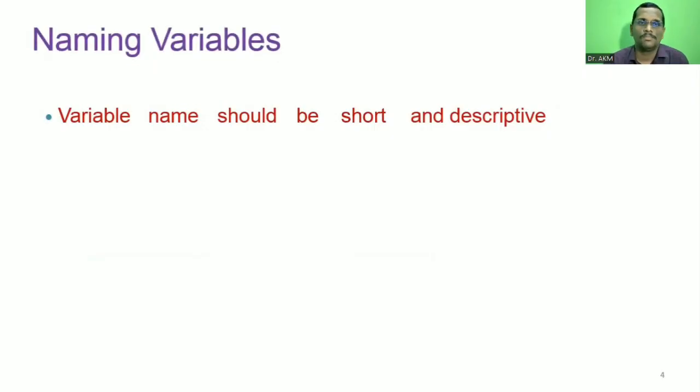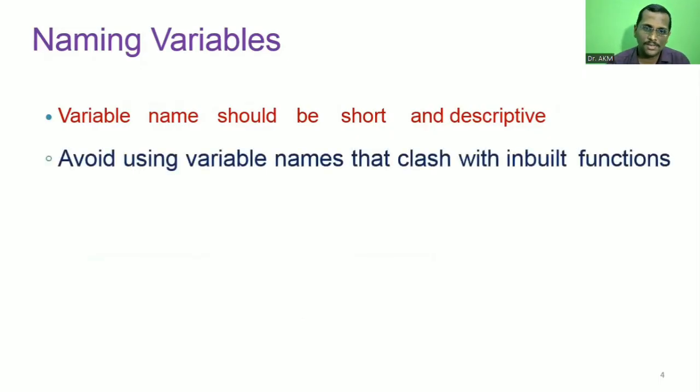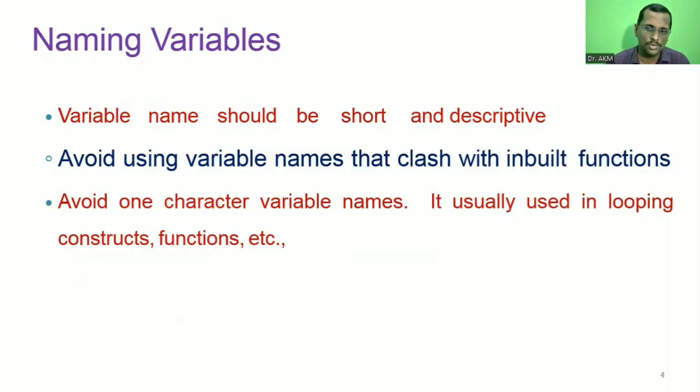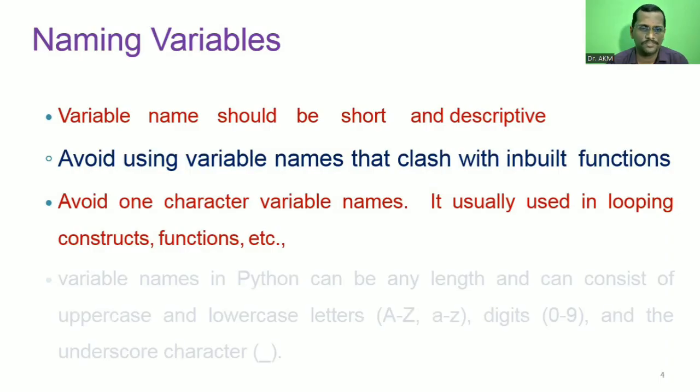So how do we name a variable? The name must be short and descriptive. Avoid using variable names that clash with built-in functions, so avoid giving a variable the name of a built-in function. Avoid single-character variable names, because they are usually used in looping constructs, such as for i in, for j in. So when you give a variable name, avoid single-character names.